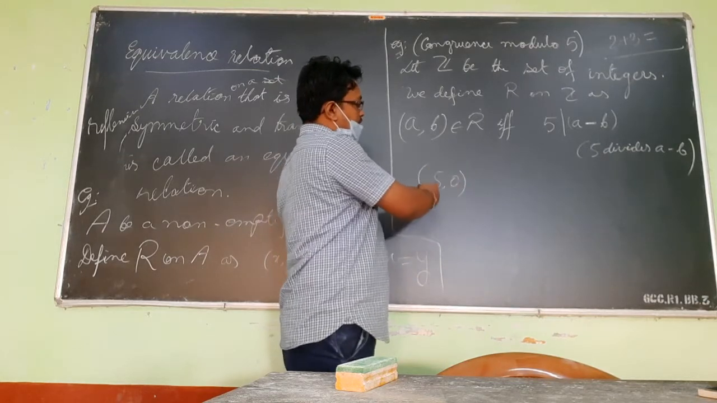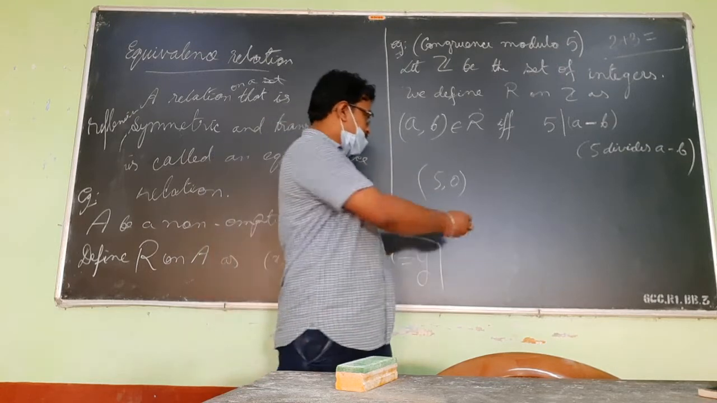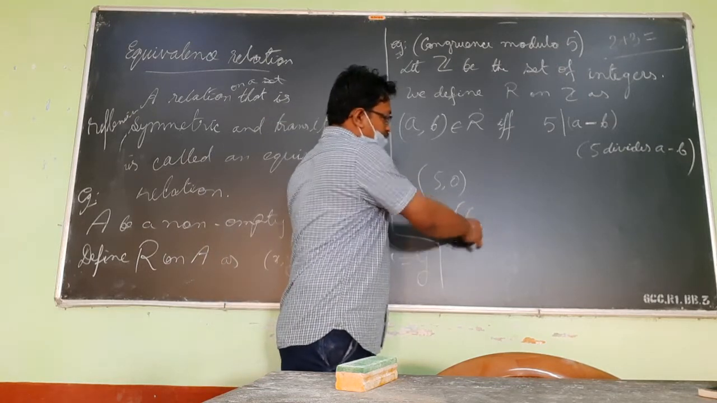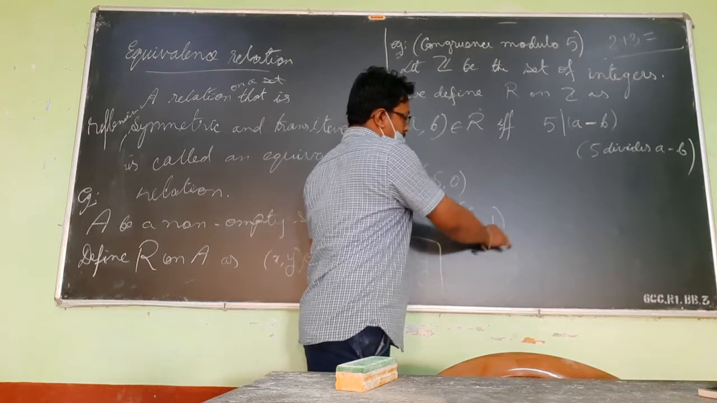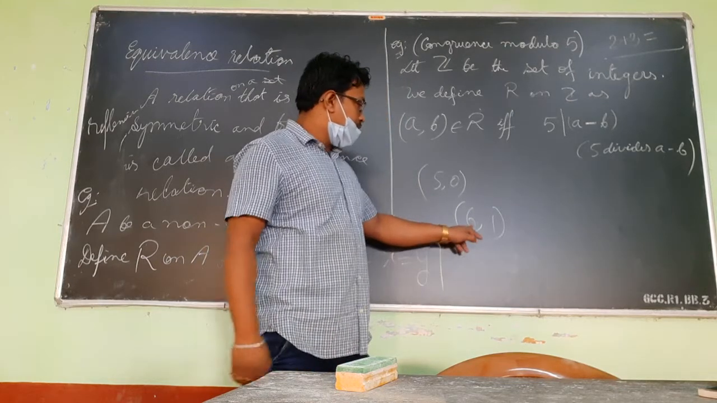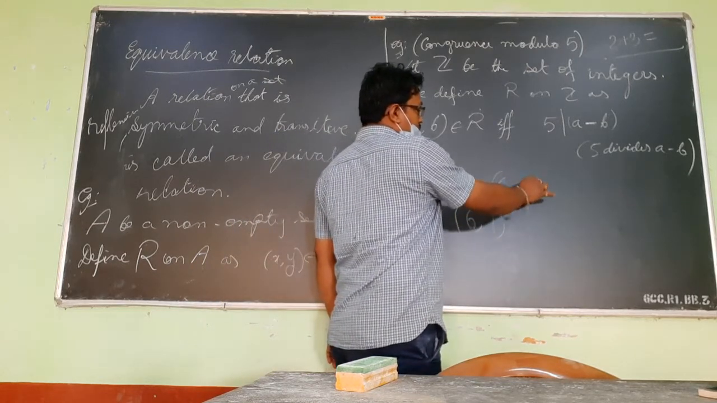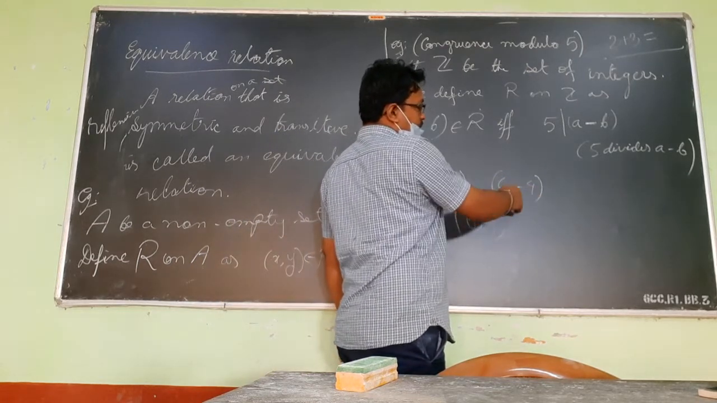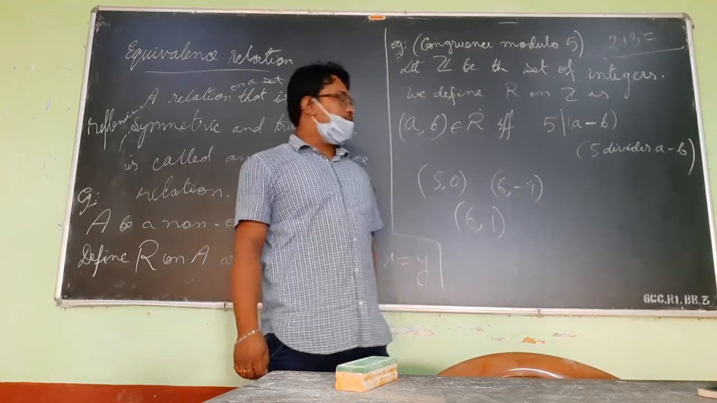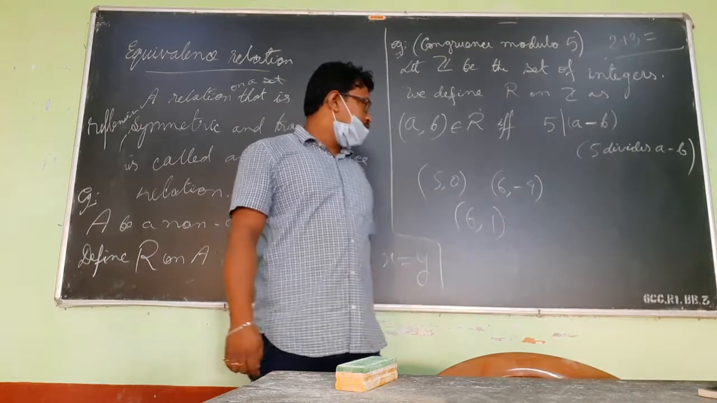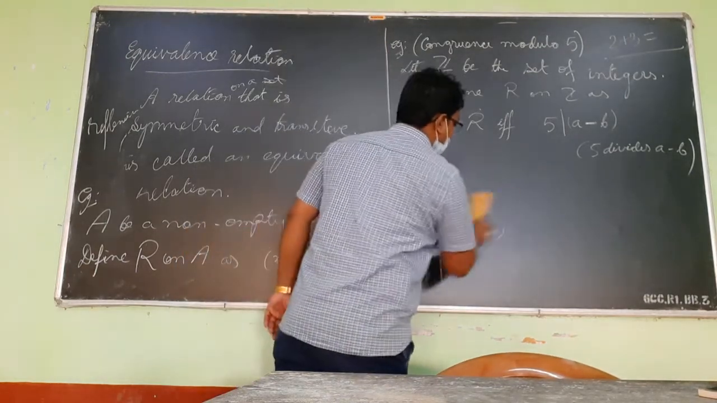5 comma 0 is an element there because 5 minus 0 is divisible by 5. Another element, 6 comma 1. Here also 6 minus 1 is 5, which is divisible. 6 is also related to minus 4 because 6 minus minus 4 will be 10 and 10 is divisible by 5. So these are some elements inside this relation.